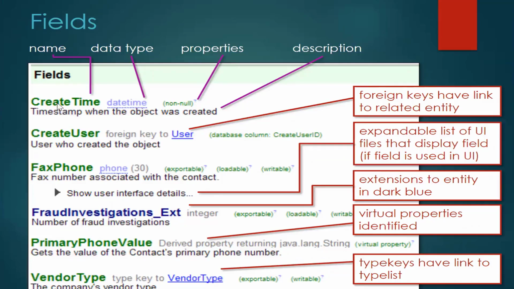Right. So you can see here it contains so many fields. Create time, fax phone, primary phone value. Vendor type. Okay, vendor type is also a type, right? So even for Claim Center, you'll have something like this, yes, for all the centers.